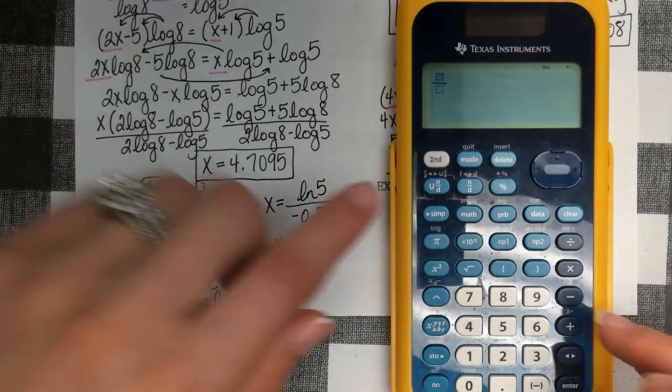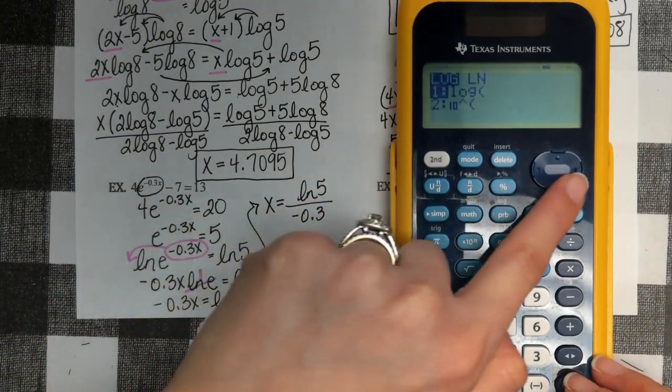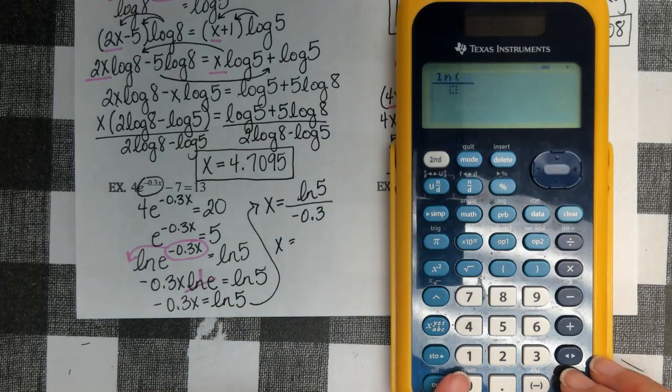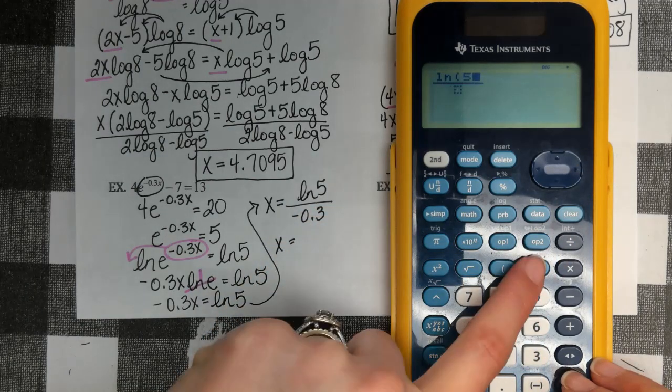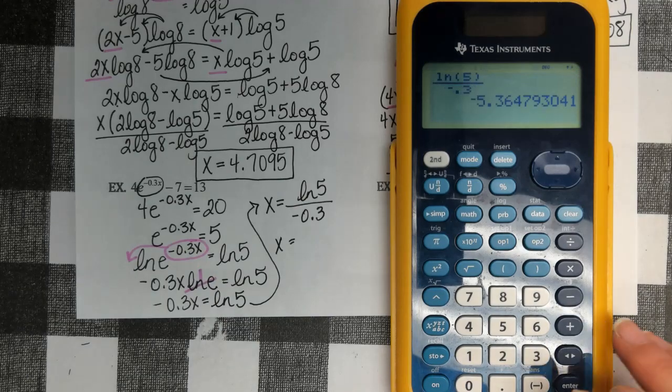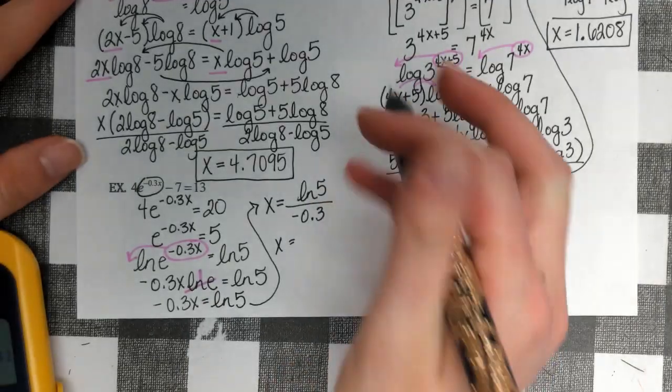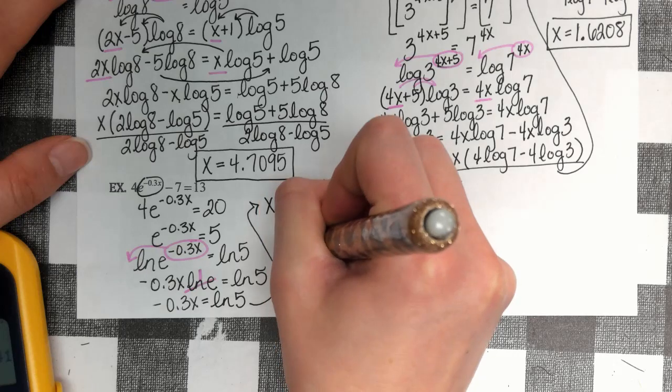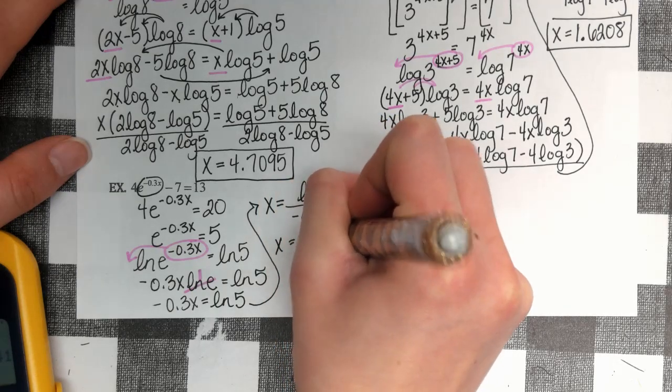So remember, to get your natural log, you do your log but go to the right. Natural log of 5 divided by negative 0.3. You're going to get negative 5.3648.